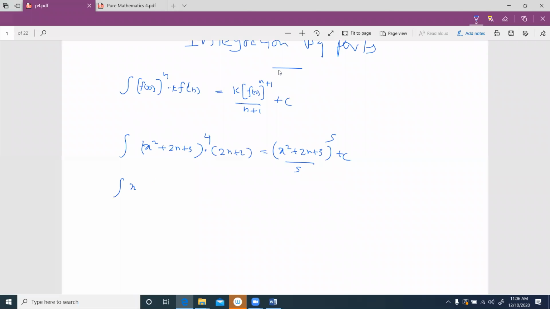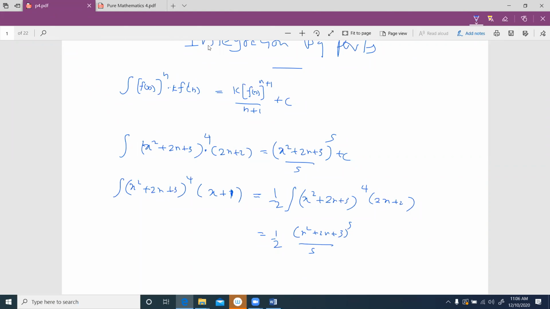For example, x squared plus 2x plus 3 to the power 4. If it is just like this, you can also find it with the x plus 1. So here you can still do it. What you need to do is put a half outside. We did a similar question with x squared plus 2x plus 3 to the power 4, and you can make 2x plus 2 here. Then you get the answer as 1 over 2 times x squared plus 2x plus 3 to the power 5 over 5, plus c.